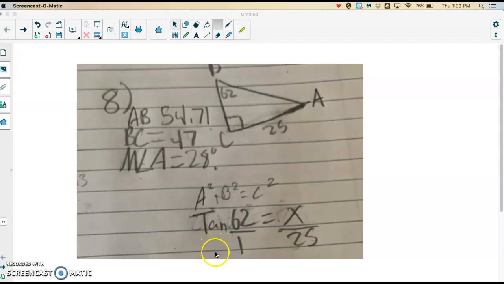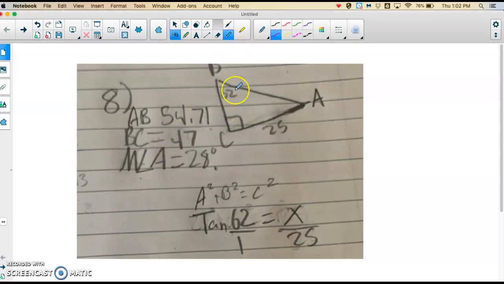Trey, I just wanted to go over your work and then let you make corrections. You're just making one simple mistake. So you are correct that you are using tangent. But this, the 25, is your opposite. And then BC, which you're calling X, is your adjacent.